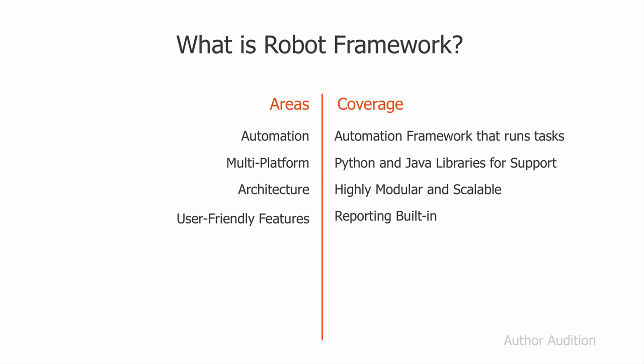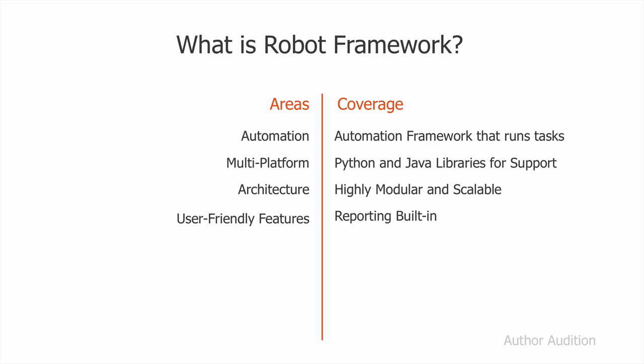The great thing about Robot Framework is that it's multi-platform. So it's not only JavaScript. It has Python and Java libraries. It has both. It doesn't have more than that, but right now Python and Java, since they're pretty popular in the testing world, are very useful to have in terms of multi-platform support.